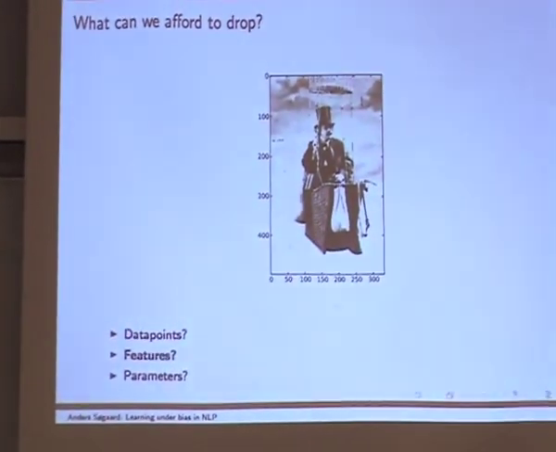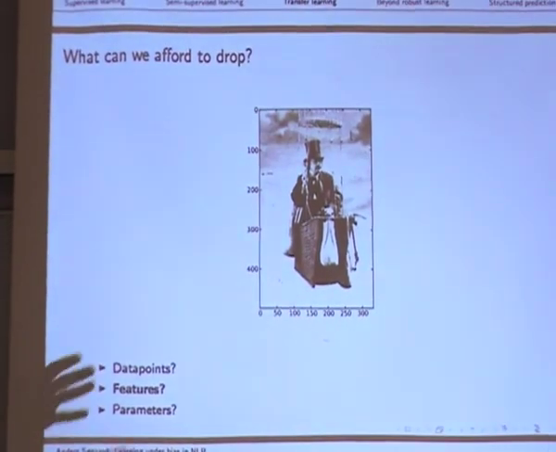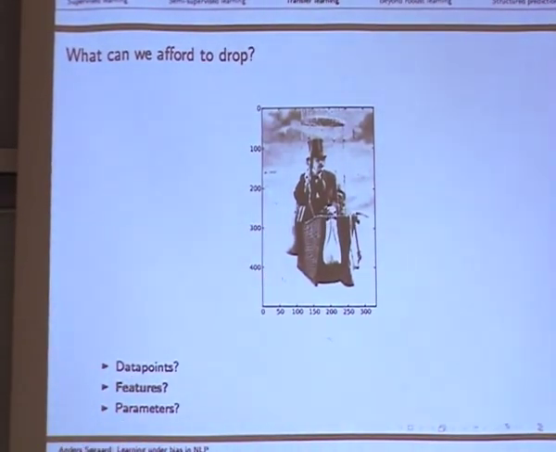But now I'm just going to talk about something very different. So in domain adaptation, there's also been work on dropping features. So this was about dropping data points or down-weighting data points.